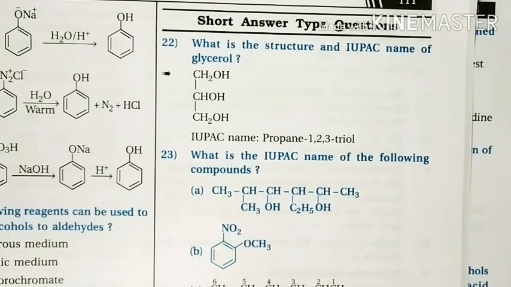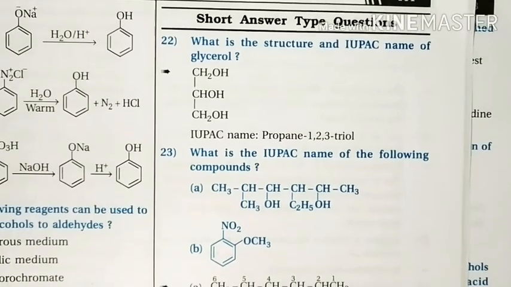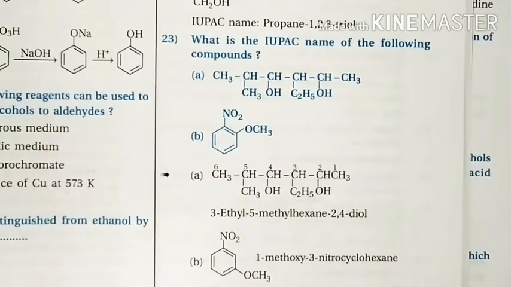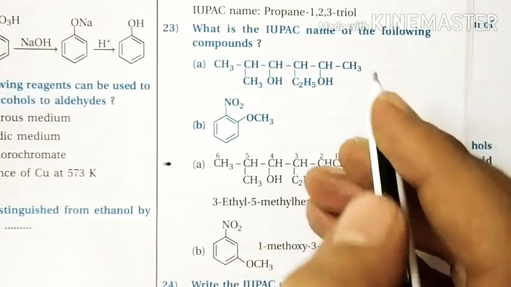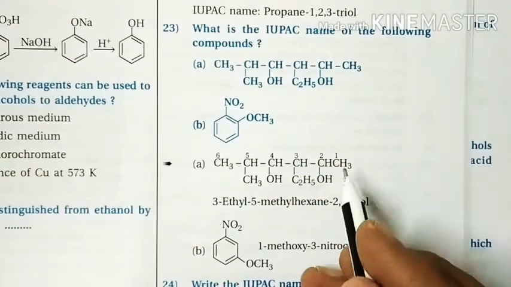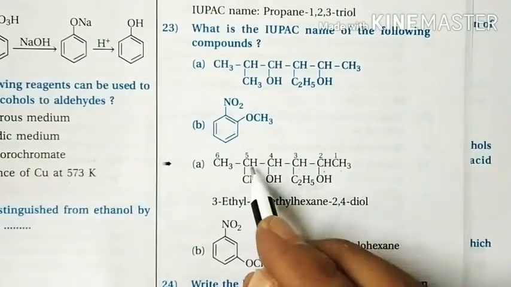What is the structure and the IUPAC name of glycerol? We know that the name of glycerol is 1,2,3 propane triol or propane-1,2,3-triol. What is the IUPAC name of the following compounds? They give the compound like that. So OH, so give the number from here: 1, 2, 3, 4, 5, 6.